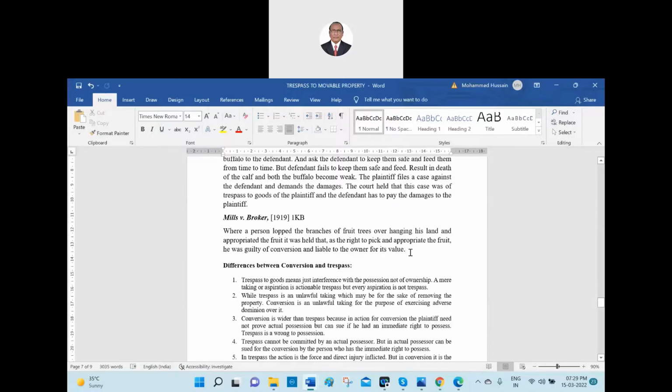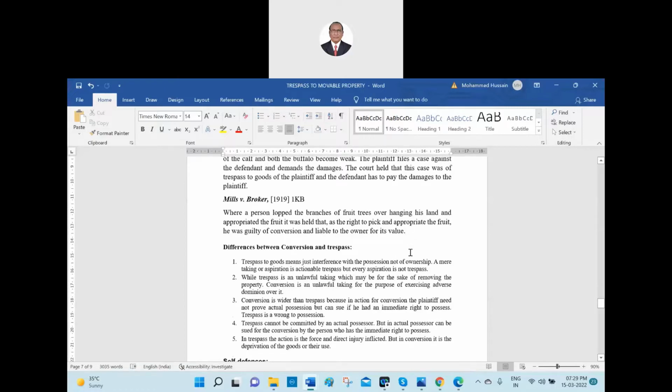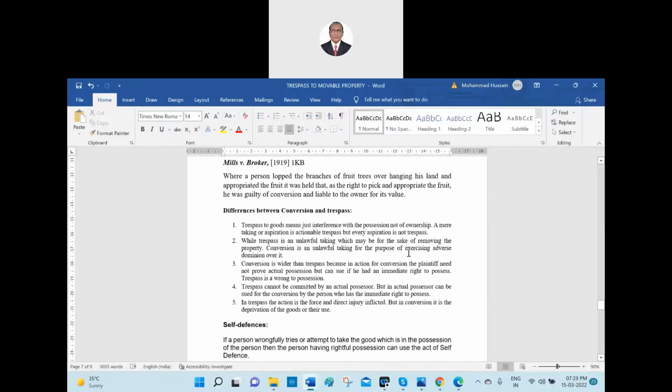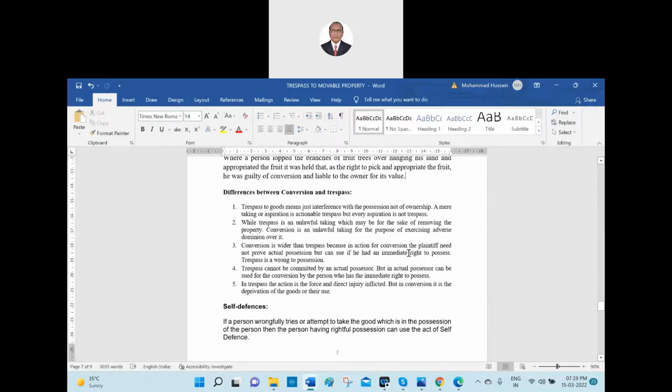Is it clear? Yes, sir. Suppose if it falls in your land, yes, you can eat it. But you are not supposed to pluck it from that branch. Is it clear? Okay, write the difference between conversion and trespass.